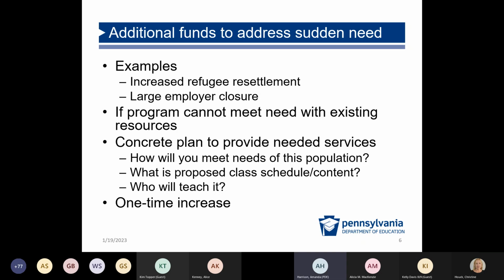So, or sometimes there's a large employer closure. You're part of the Trade Act or rapid response, and you're looking at large numbers of individuals who are going to be dislocated workers, and many of those individuals could benefit from our programming in order to be able to take advantage of training funds that will be available to them, things like that.